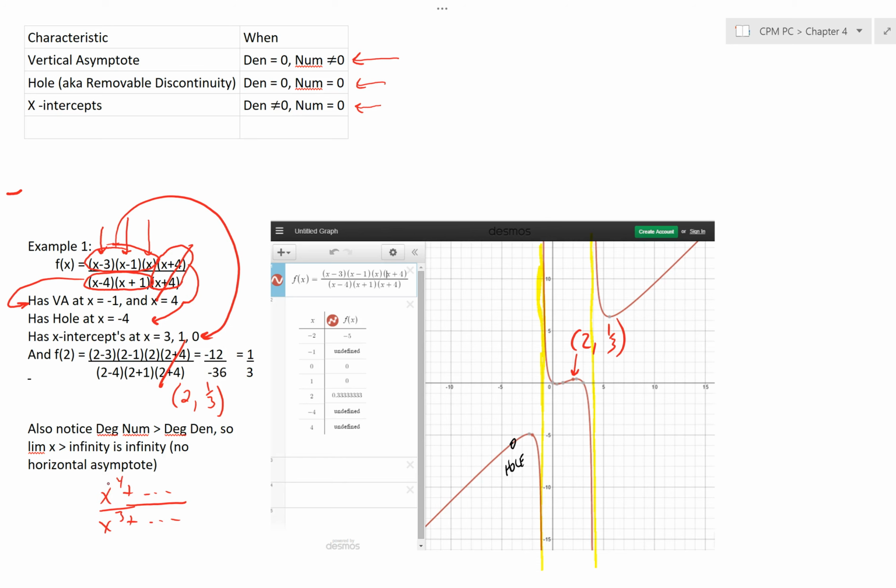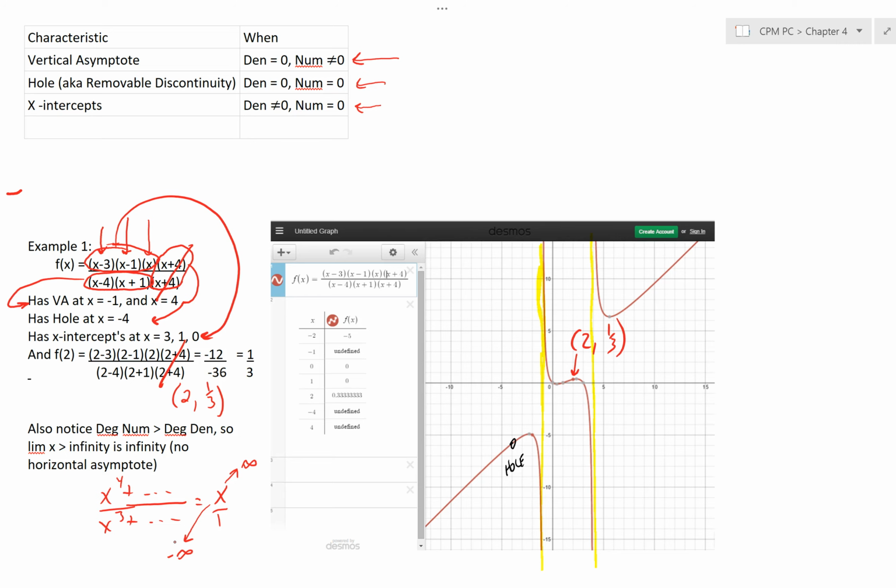And so since the degree of the numerator is higher than the degree of the denominator, if we simplified this, this would just be x, or x over 1. And so as x goes to infinity, this is going to approach infinity as we go to the right. And as x approaches negative infinity, it's going to go to negative infinity as we go to the left. And so there are no horizontal asymptotes because the function is approaching infinity going to the right and negative infinity going to the left. Okay? And now we see all those features in this graph.